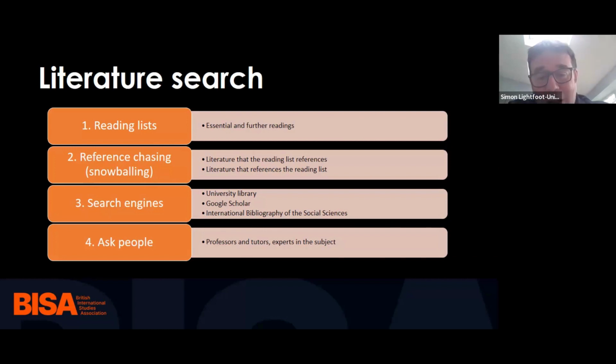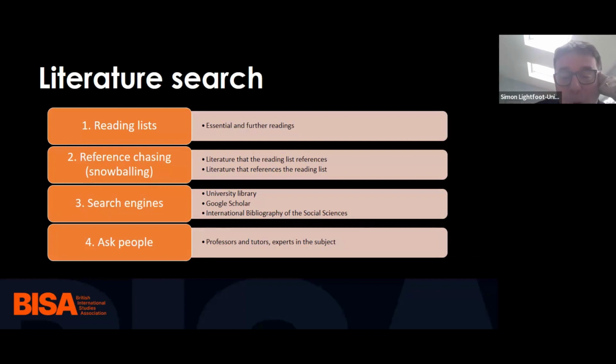I think there's a couple of things that come out from this. One is, Priscilla's called it snowballing, but I think the key thing here is to use the reading lists to start you off. You can either put them into Google Scholar to see which references have been cited by other references that build your reading list, but also you can put them into the different search engines that you get through your university library.